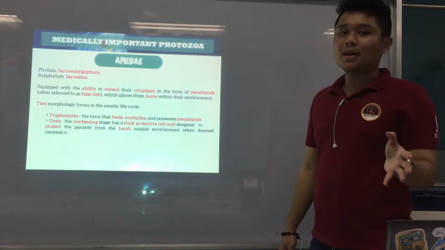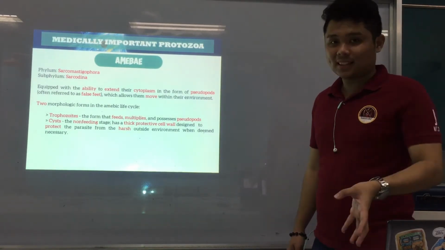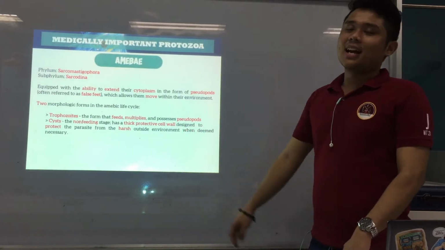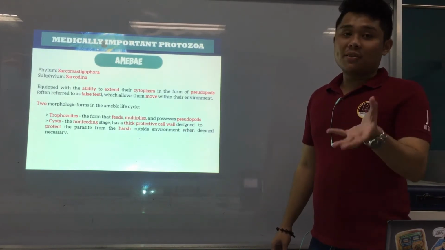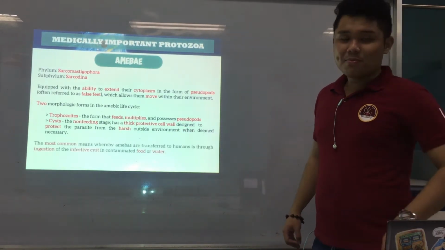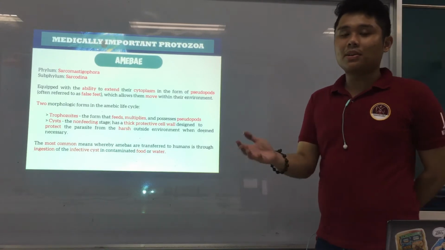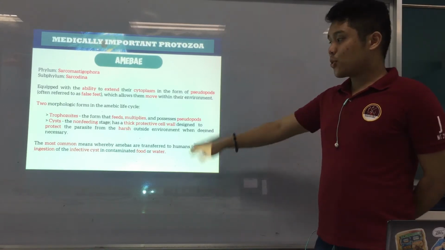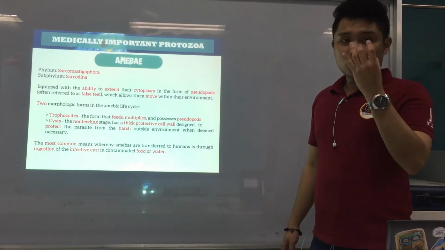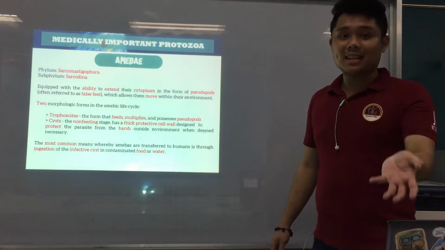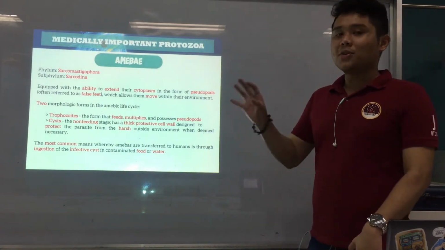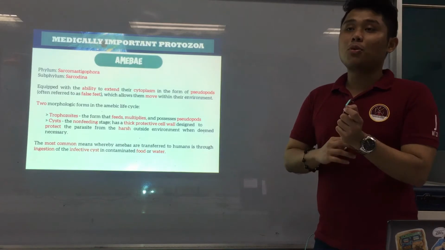But there are some amoeba whose infective stage is not the cyst. Again, the cyst protects the parasite from a harsh environment. And again, the most common way amoebas are transmitted to humans is through ingestion of contaminated food and water that has the cysts. Generally, most of the time, that is the most common mode of transmission.